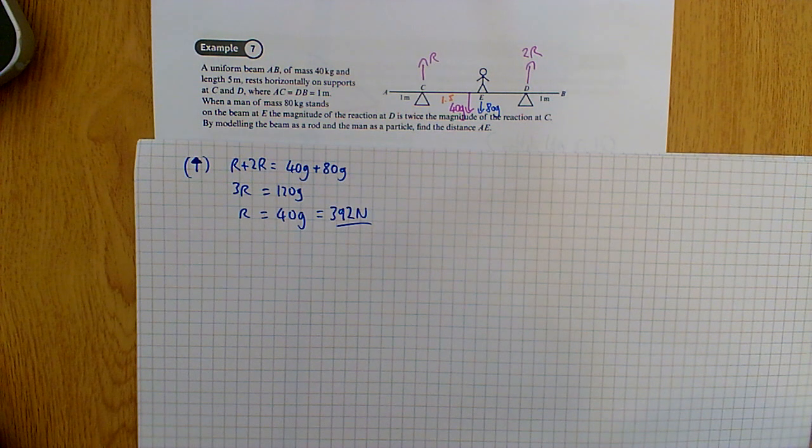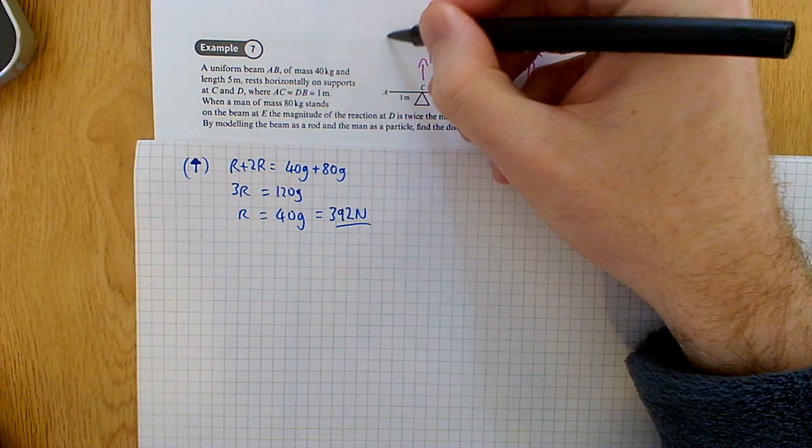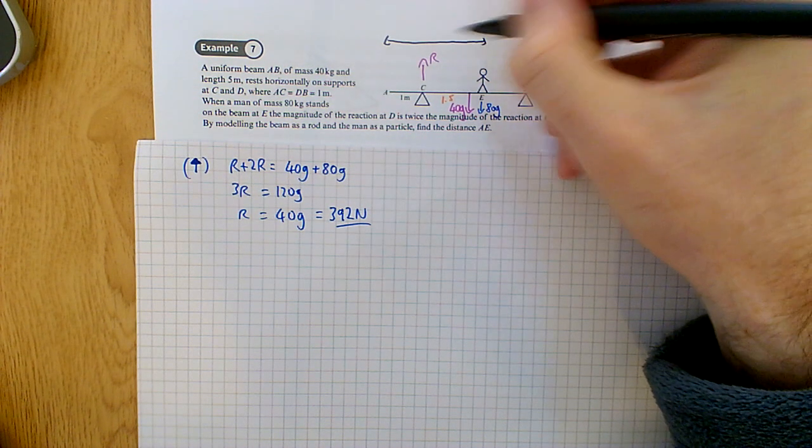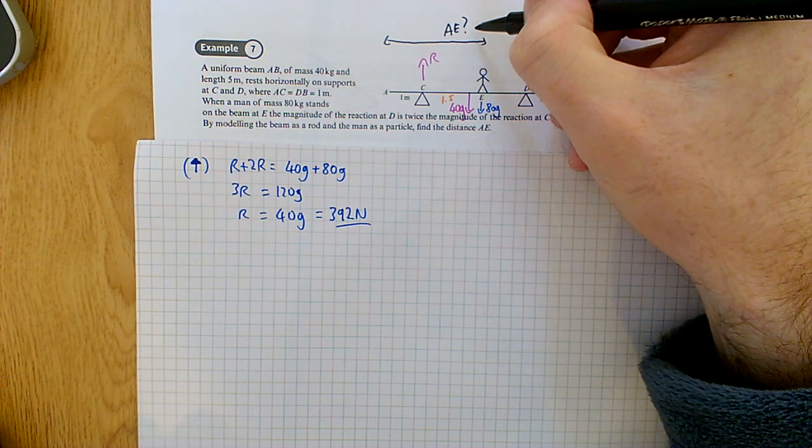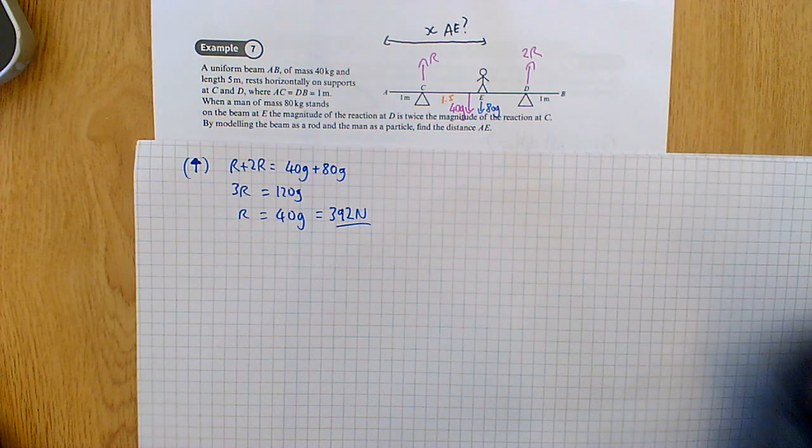That's the first bit, we've got the reaction. Unfortunately, that's not what the question's asking us. It's asking us for the distance AE. So we're trying to find out how far this man is away from the start. That's what we're trying to find. Let's call this X, AE.